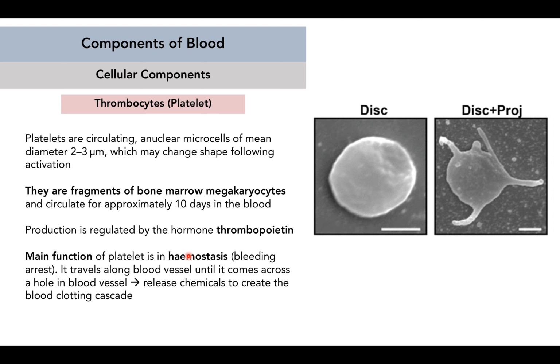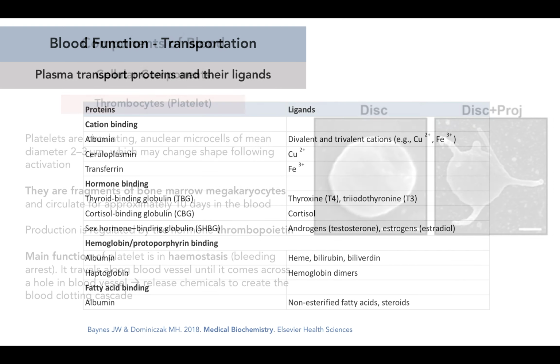So what we can find in the body is that our platelets just go round and round the circulation until we come across a problem, we come across a wound, or we come across a disconnected area in the blood vessel. And when it comes across these problematic areas, then the platelets will release chemicals to create the blood clotting cascade.